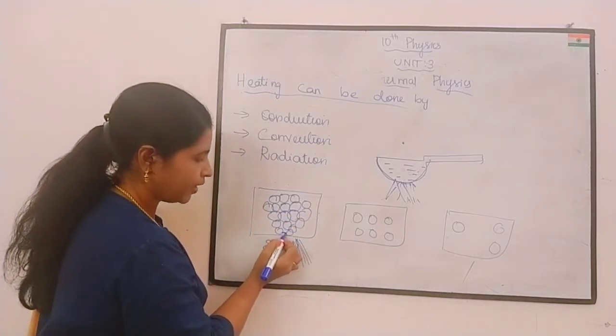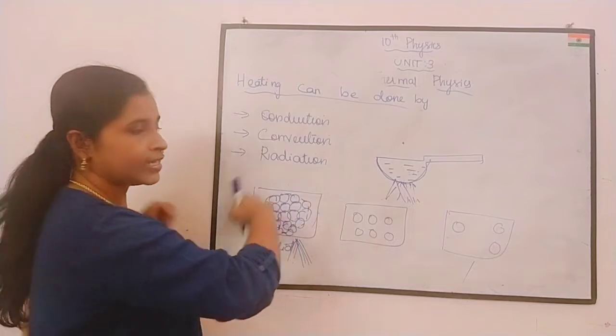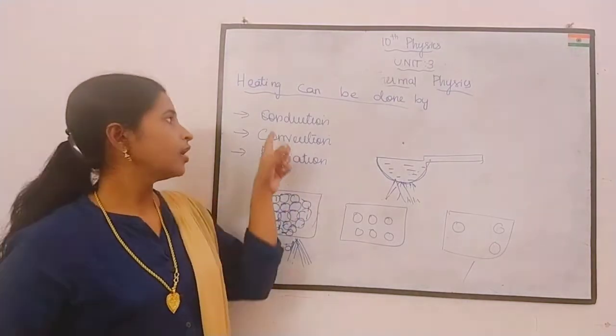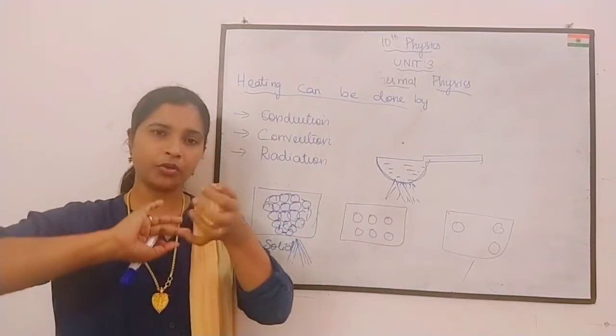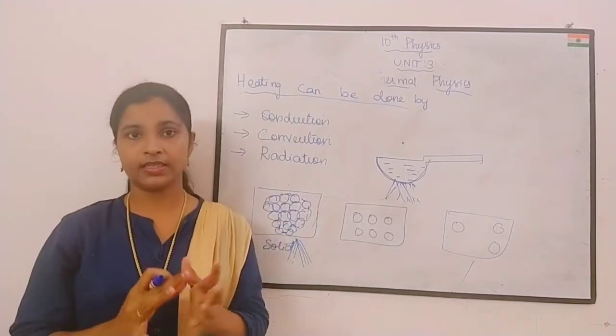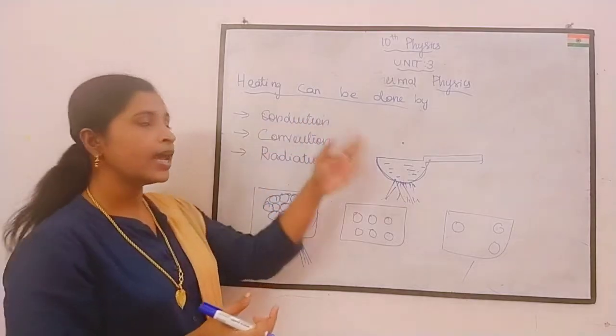One atom vibrates, and its vibration passes to the next one, and the next one. This way the heat energy gets transferred. This type of heating is called conduction. One atom vibrates and makes the next one vibrate, like this. The heat transfer that happens inside a solid, we are calling it conduction.